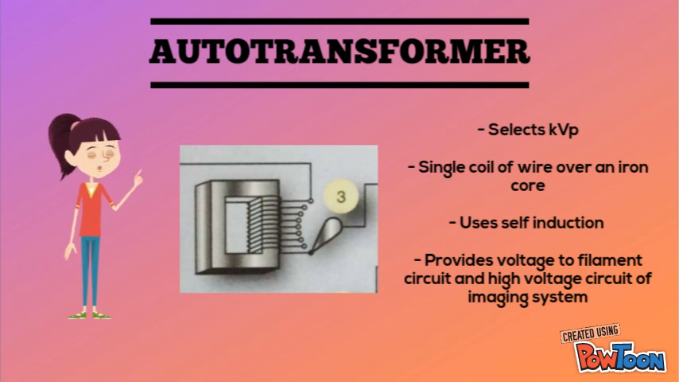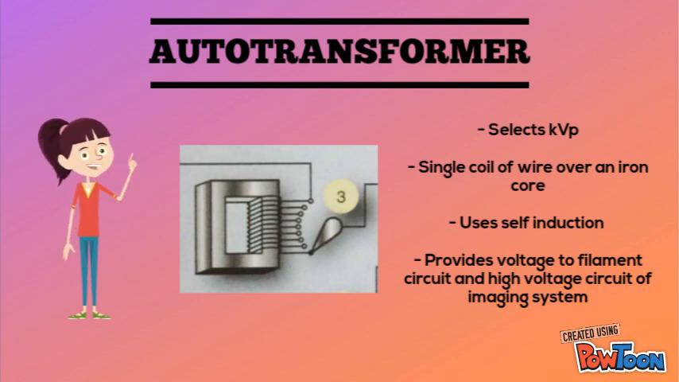The autotransformer is a single coil of wire over an iron core. It uses self-induction to provide a voltage to the filament and the high voltage side of the circuit. This is where you adjust the kVp for an exposure.